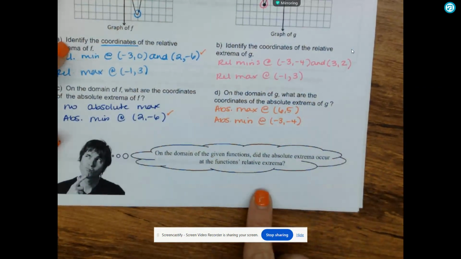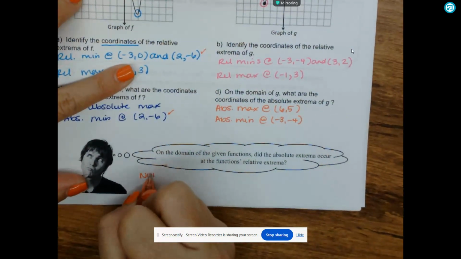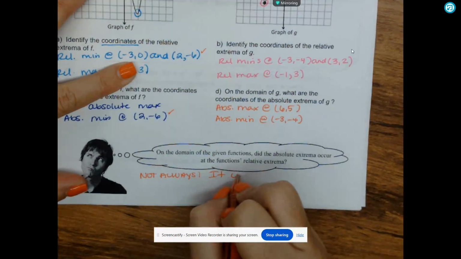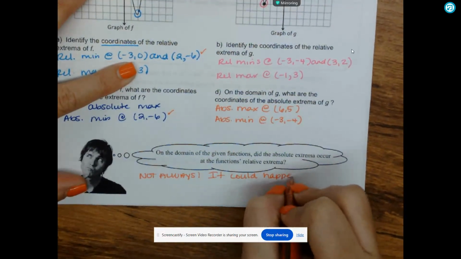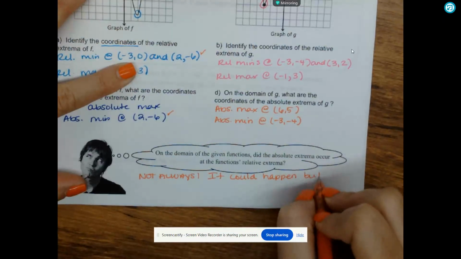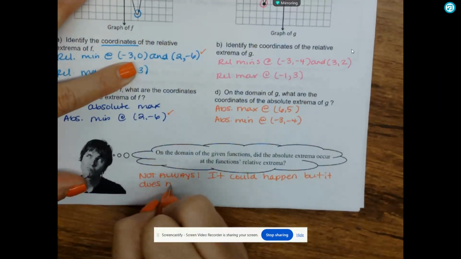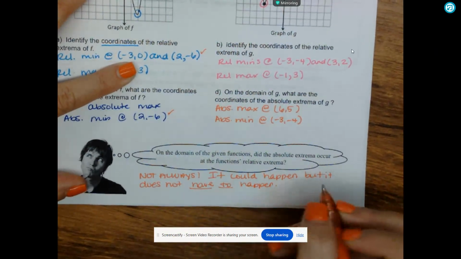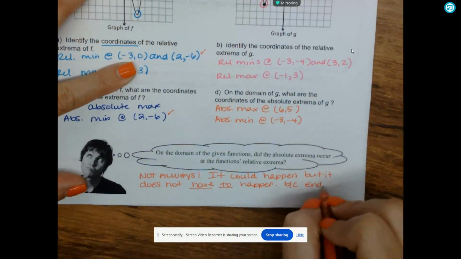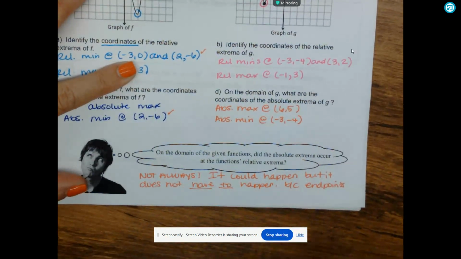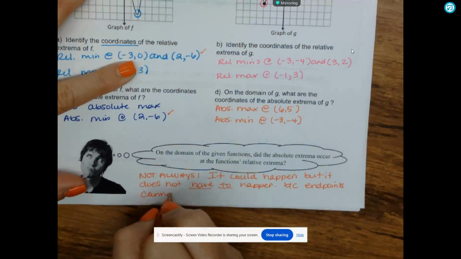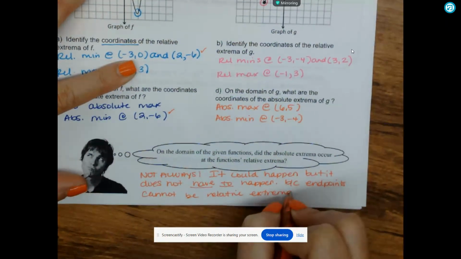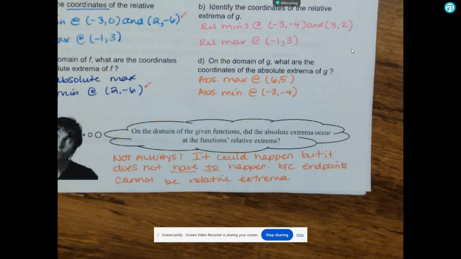Okay, so can we say that's going to happen every time? No, not always. It could happen, but it doesn't have to happen. Okay, because endpoints cannot be relative extrema.